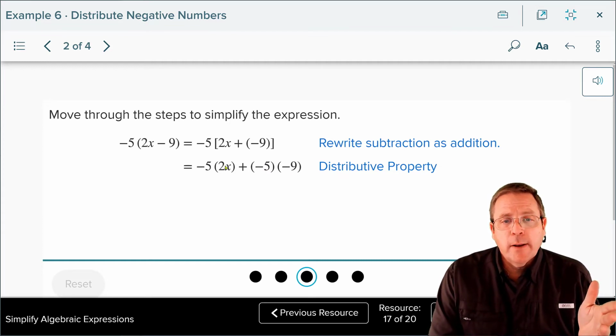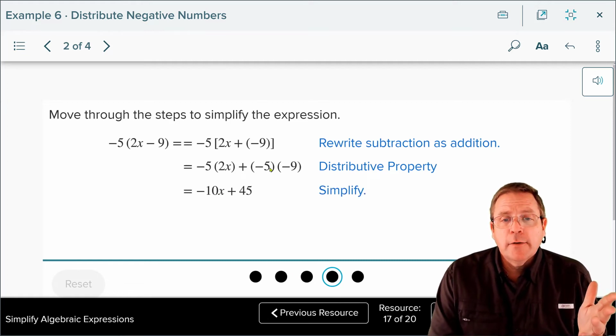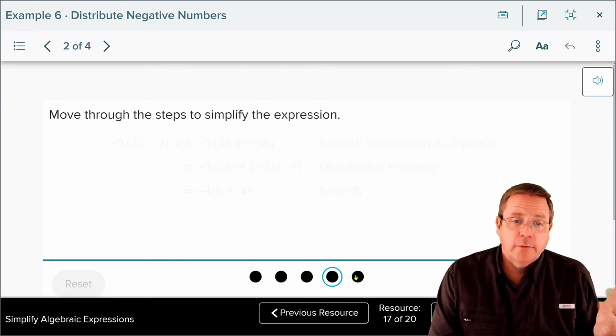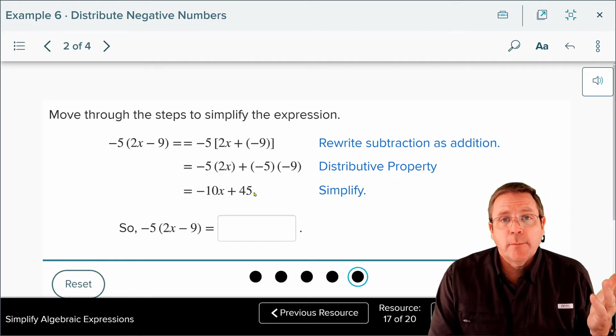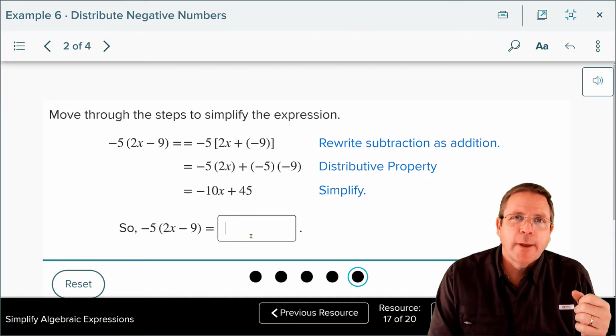Negative 5 times a positive 2, that's going to leave you with a negative 10x, and then negative 5 times negative 9, that's a positive 45. That's your final answer, negative 10x plus 45. Put it in here if it makes you happy. I'm not going to do that. I'm happy already.